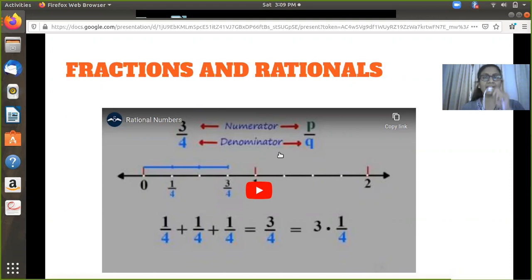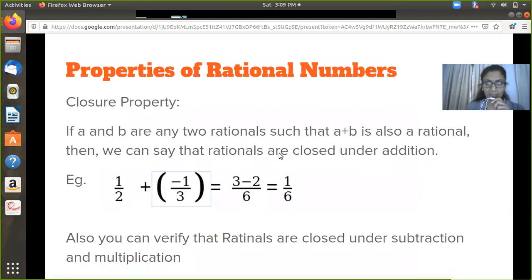So moving forward, now that we have got a complete overview of why the rationals were required and how they evolved, we go on with the properties of the rational numbers. So going on to the next slide. We have 4 major properties, as I already told you. We will take them up one by one. So the first one is the closure property.